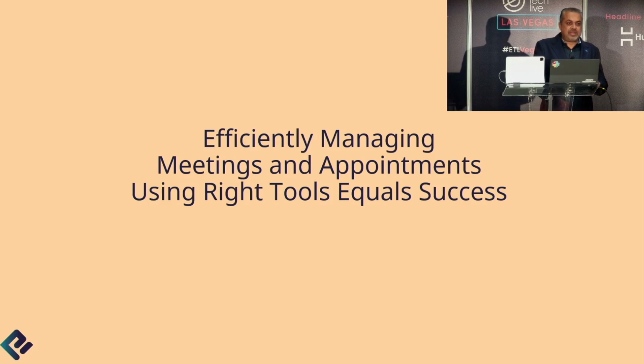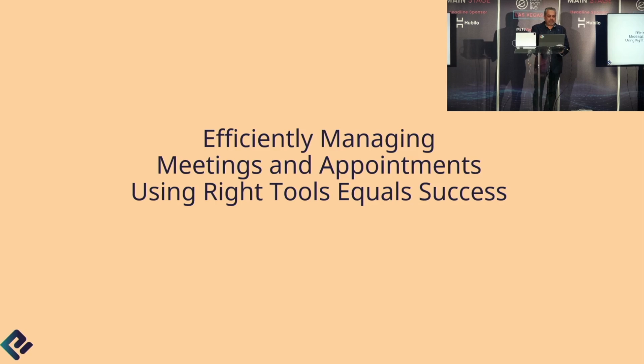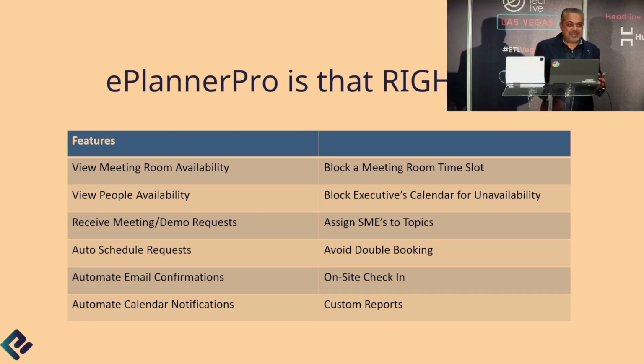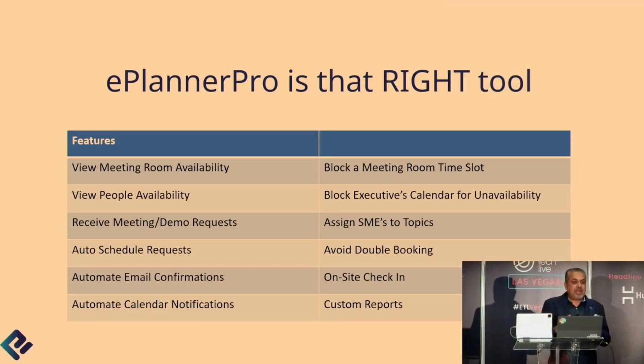Well, when it comes to exhibiting at the trade show, efficiently managing meetings and appointments using the right tools equals success. So how do we do that? Well, ePlannerPro is that right tool, is what I'm trying to tell you guys here. We offer all kinds of features, things like meeting room availability, people availability, which is very important. You don't want to double book people. You want to set up custom branded meeting request forms. You want to get them scheduled automatically or get them through an approval process and then scheduled.